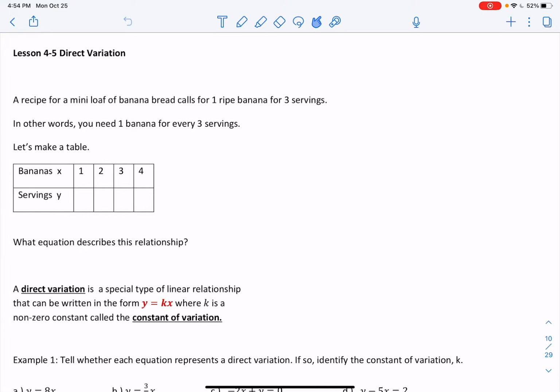Hey guys, so today we're going to talk about 4.5, which is direct variation. Direct variation is a very special version of what we're going to eventually get into, which is slope-intercept form. Direct variation means that there is a direct correlation between the x values and the y values. And when I say direct correlation, it specifically means that multiplication is involved, or division, however you want to think of it.